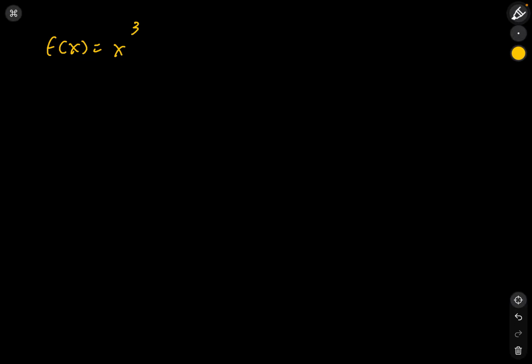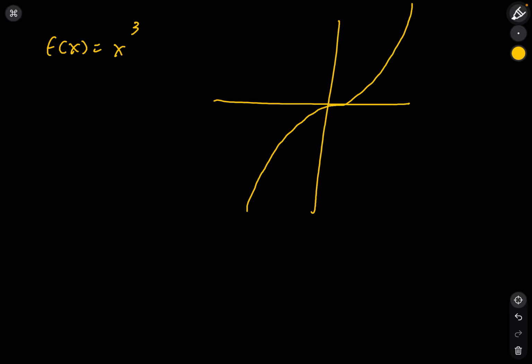Then let's take the function x to the third. Obviously we know the graph of it is going to look something like this. Let's find some critical points, shall we? We have f of x equals x to the third. Let's find f prime. f prime is equal to 3x squared because of the power rule. Now let's set that equal to 0.